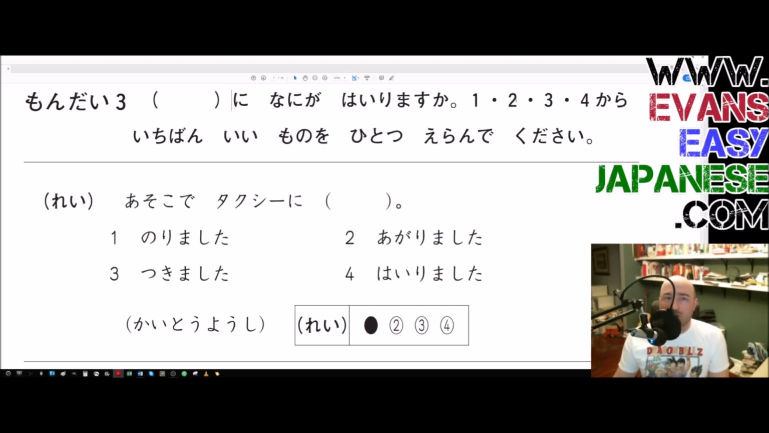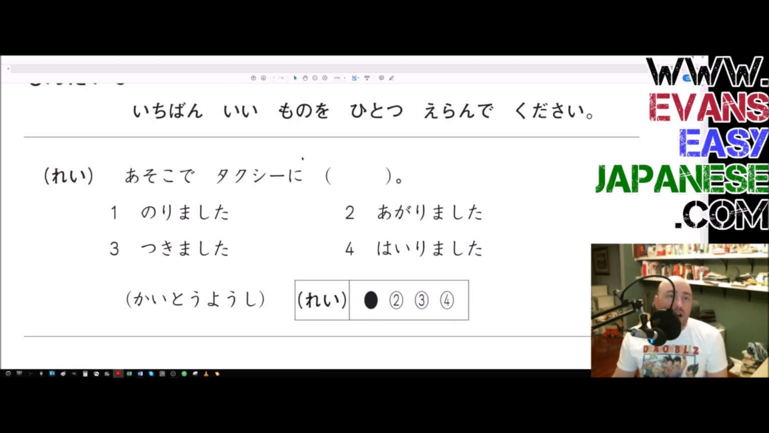All right, then it says 1, 2, 3 kara ichibani. So we've seen this sentence a billion times. I'm not going to waste my time on it. All right, so, example question. あそこでタクシーに something. It gives us the answer already, number one, but I guess I shouldn't have pointed that out. あそこでタクシーに blank. We already know the verb.